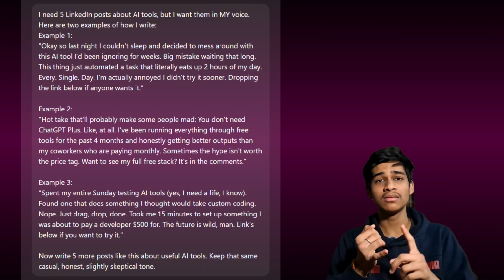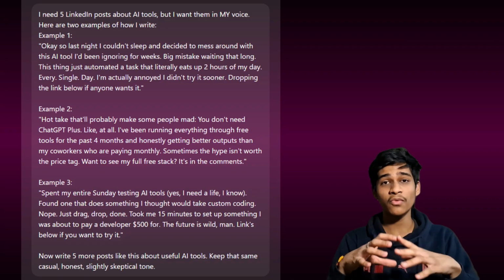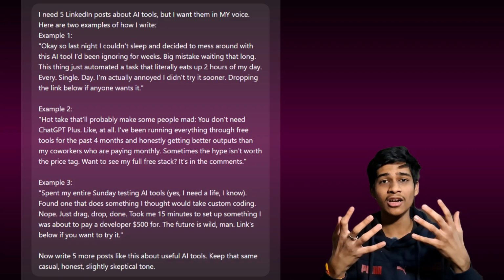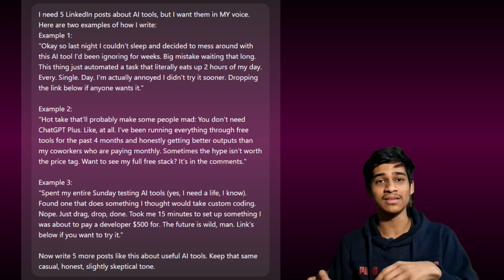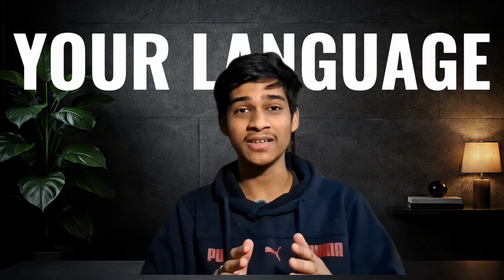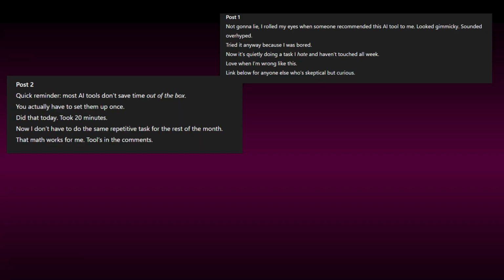So example number 1, 2, and 3. Now this forces the AI model to generate an output which is similar to these examples. And this is how you can actually make ChatGPT write in your language. Just see the output for yourself.